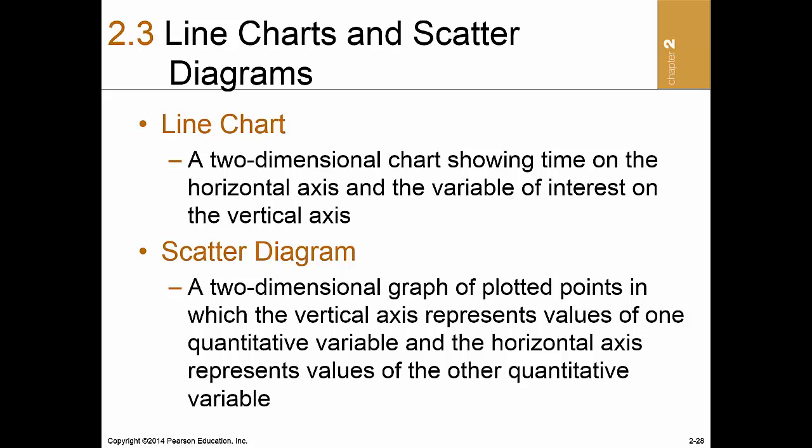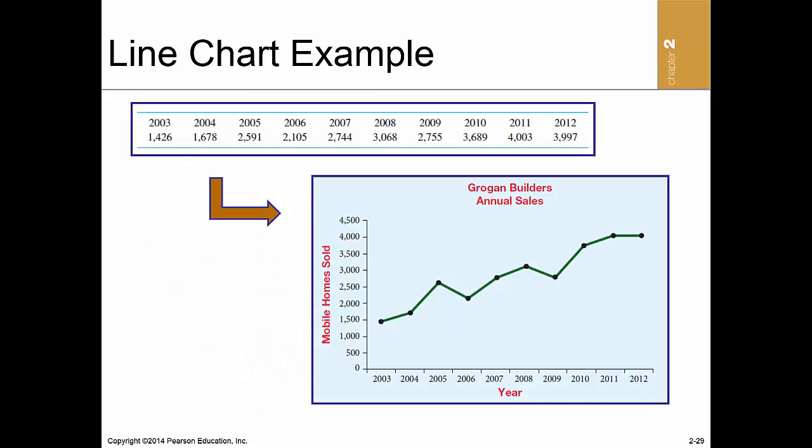A line chart is a two-dimensional chart showing time on a horizontal axis and the variable of interest on the vertical axis. A scatter diagram is a two-dimensional graph of plotted points in which the vertical axis represents values of one quantitative variable and the horizontal axis represents values of another quantitative variable. Here's a simple example of annual sales for a building company. The year variable is plotted on the x-axis and the mobile home sales is plotted on the y-axis.